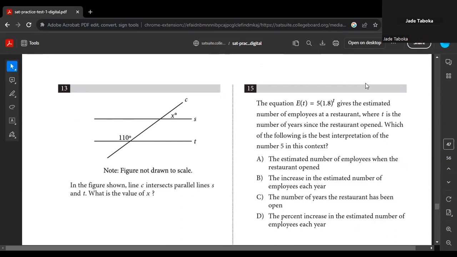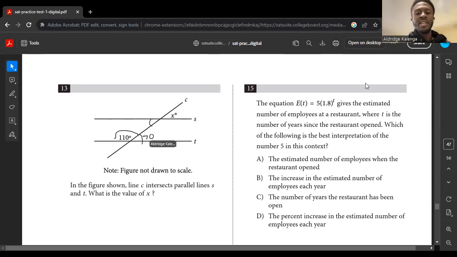Okay, so in the figure shown, line C intersects parallel lines S and T. As we can see, the line C is intersecting the two parallel lines S and T. What is the value of X? Okay, so I know alternate angles are equal. So this is a straight line, so this should make 180. So if this is 110, then this is 70. If this is 70, then that's 70. And then these are called vertically opposite angles. So these two should be equal as well. So our X is actually 70 degrees. So our 13 is 70.